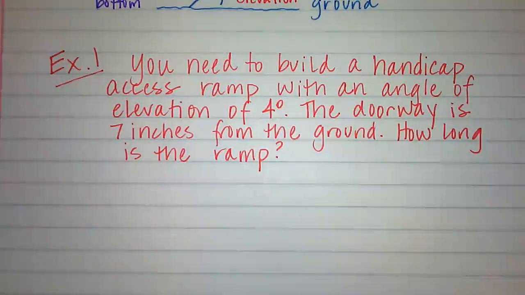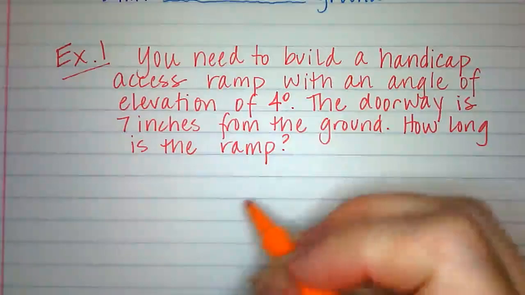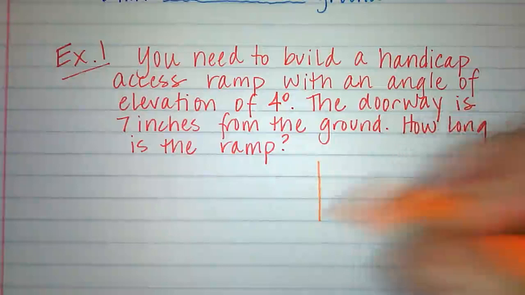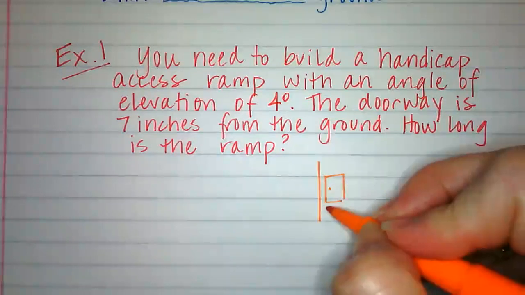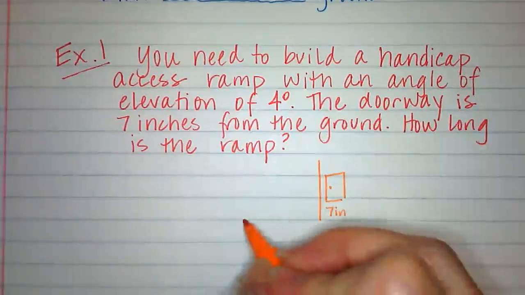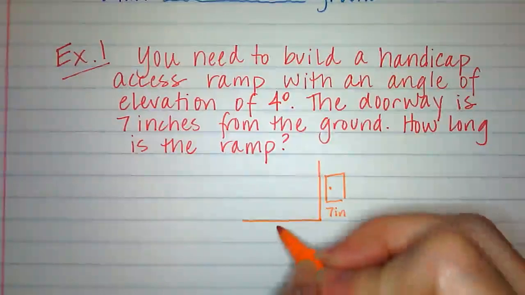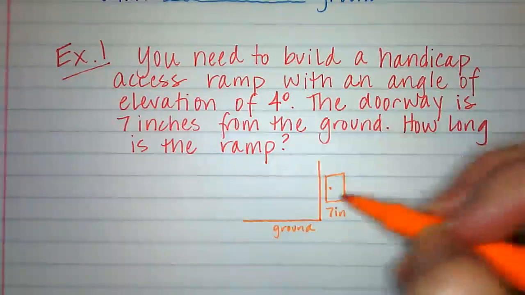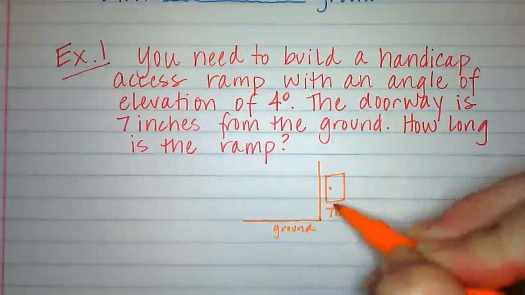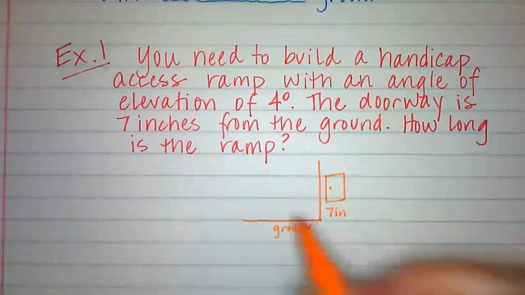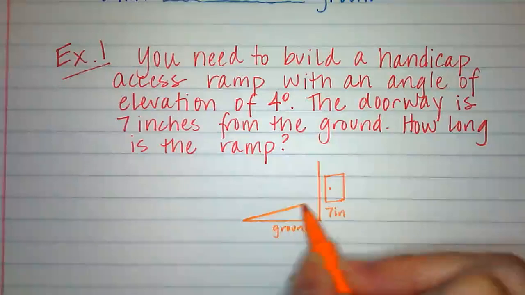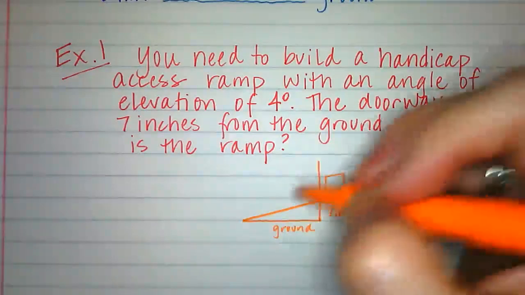First thing I would definitely recommend is to sketch what this looks like, because I think that's always helpful in figuring out what you need to do. So we have a building, and the door to the building is 7 inches off of the ground. So this is the ground, and we need to build a handicap ramp so that a wheelchair could get into the building, and the doorway is 7 inches from the ground. So what we are doing is building this right here. This is the ramp.